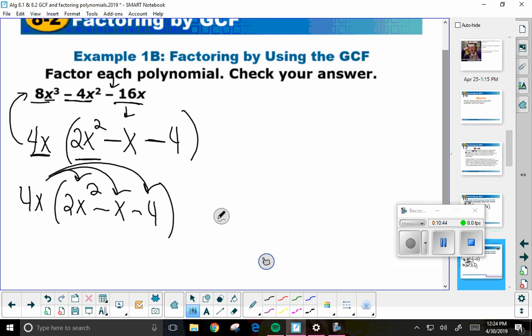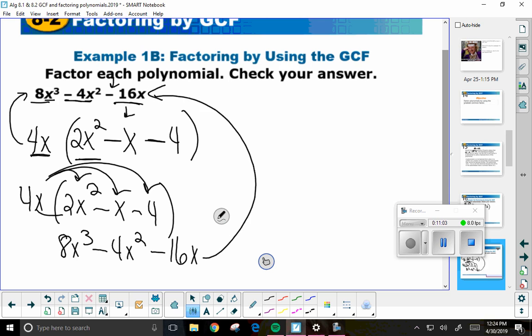You can see that 4x times 2x squared right here is going to be 8x cubed. 4x times negative x is negative 4x squared. 4x times negative 4 is going to be negative 16x. I get the same polynomial I started with, so I know I factored it out correctly.